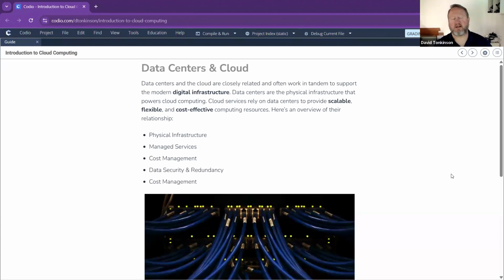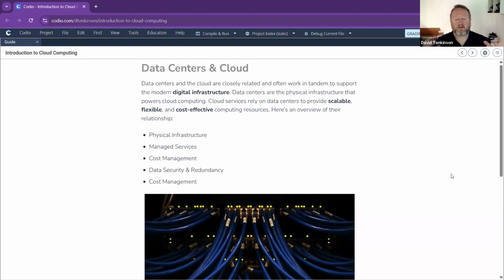Okay, so let's have a look at the data center and cloud. Those two words are really getting very, very synonymous with each other, aren't they? So cloud is a virtual concept. Everything's in the cloud, we go. What it really means is that all that stuff is sat in a data center.